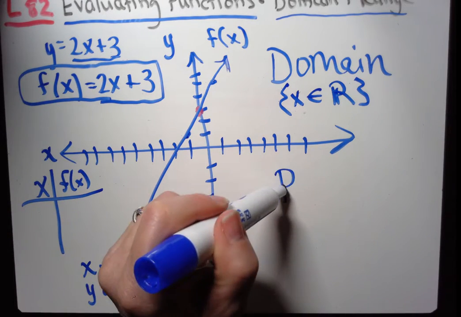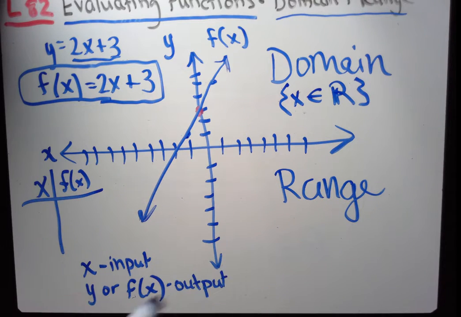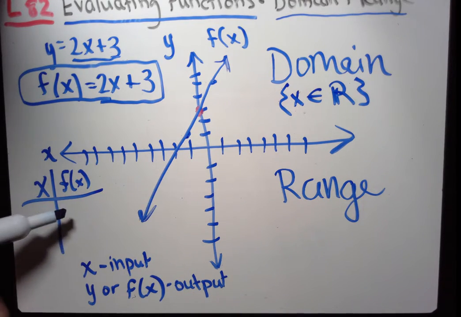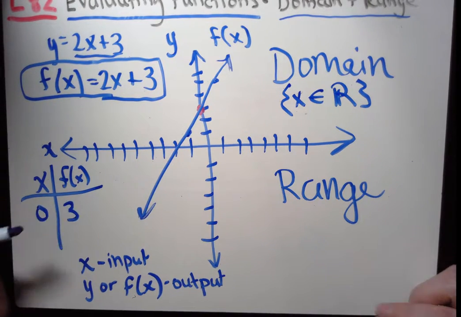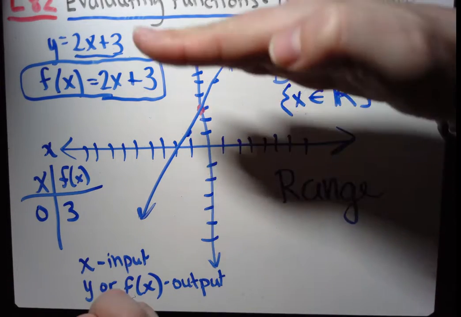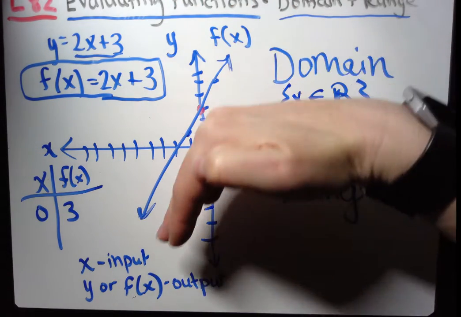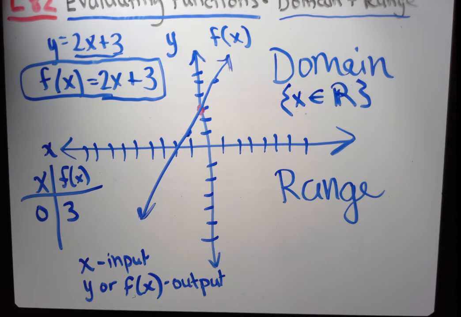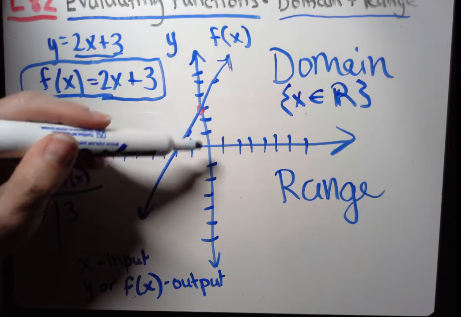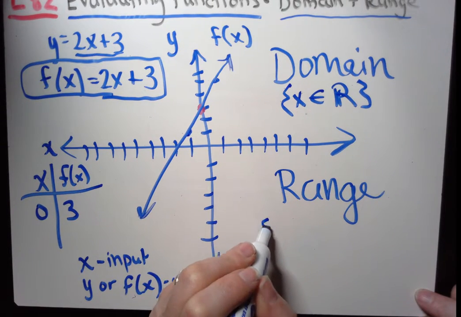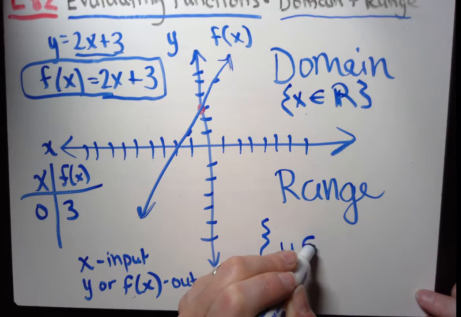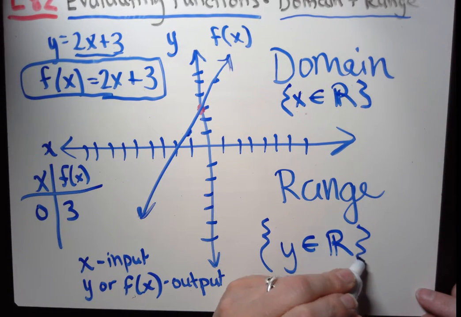The range is all the possible values of y, or the output, or f of x as we call it. We put in an input and we get a certain output. So the y's, you could keep going up forever and you could keep going down forever. And there's really no restriction, because this is a graph of a line, and we know that lines go on forever. So the range is also going to be y is any real number.